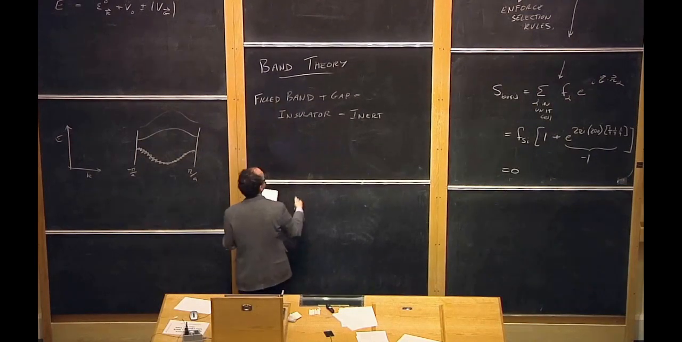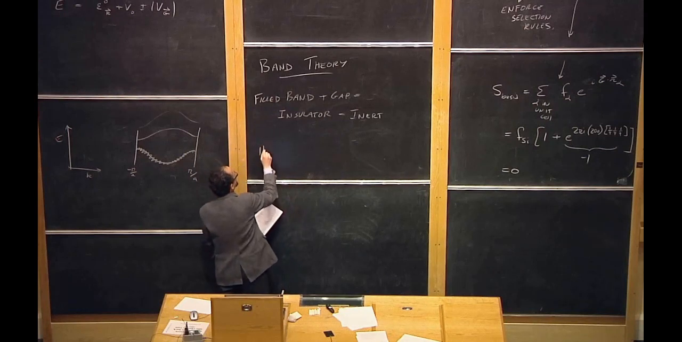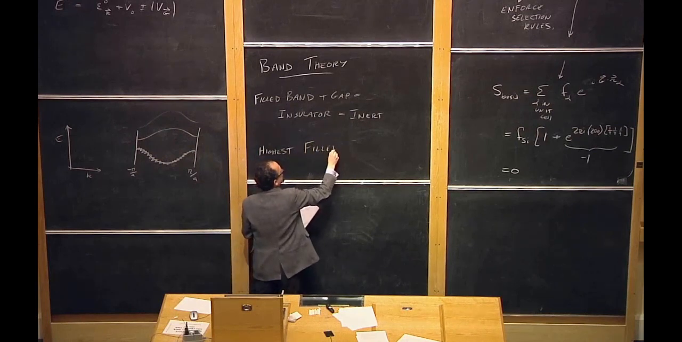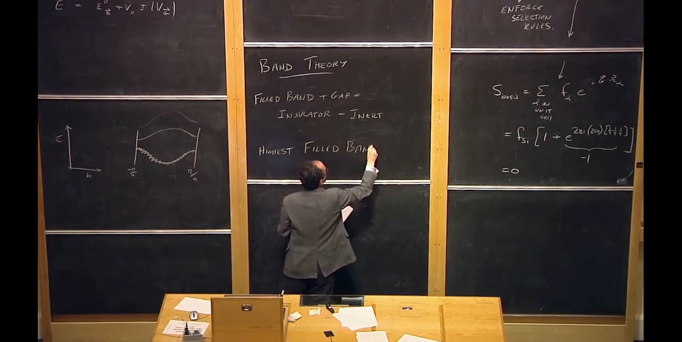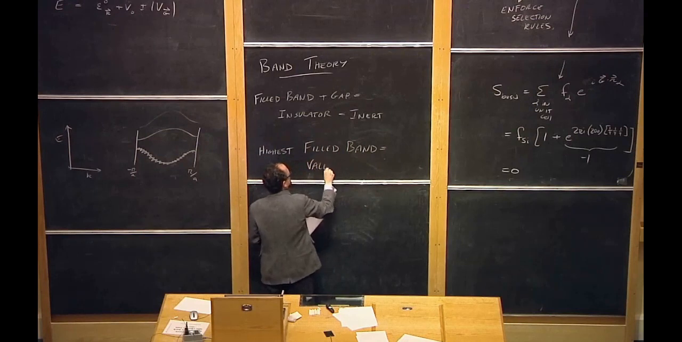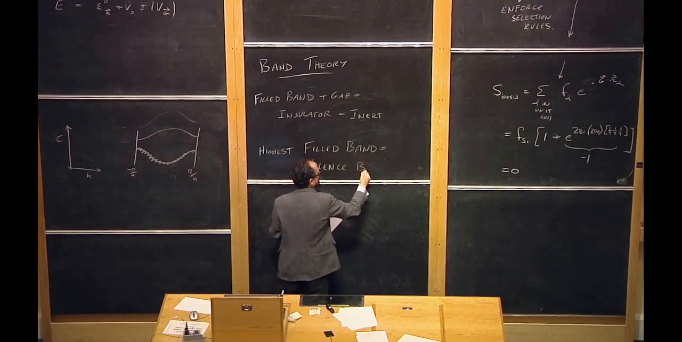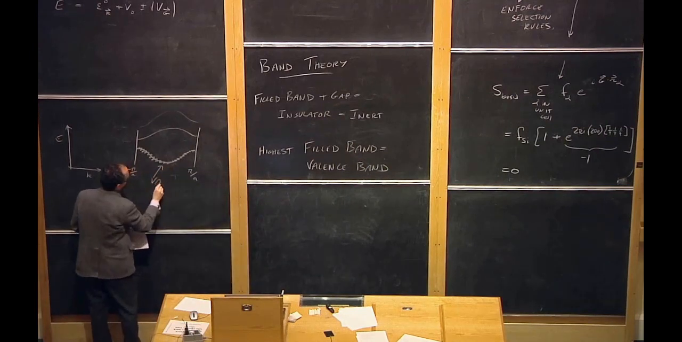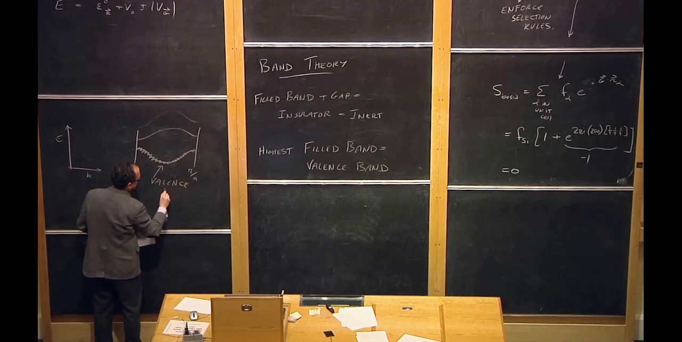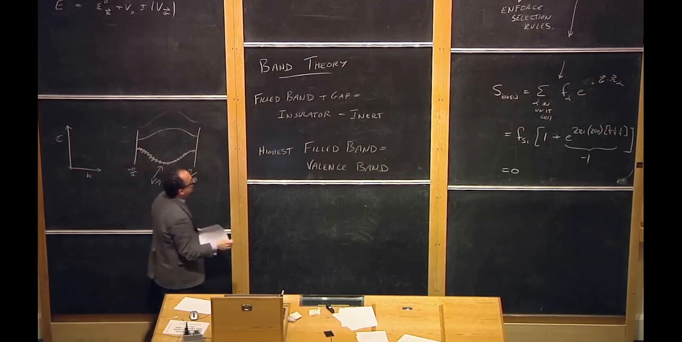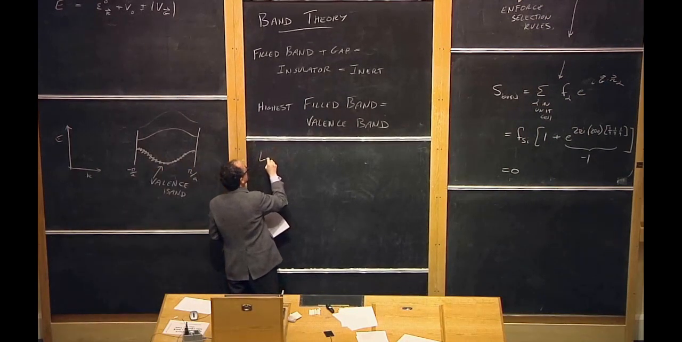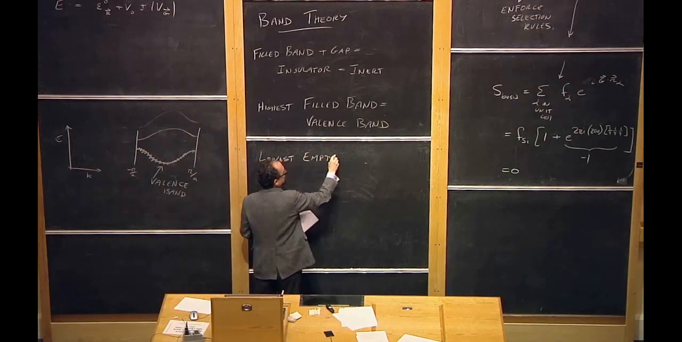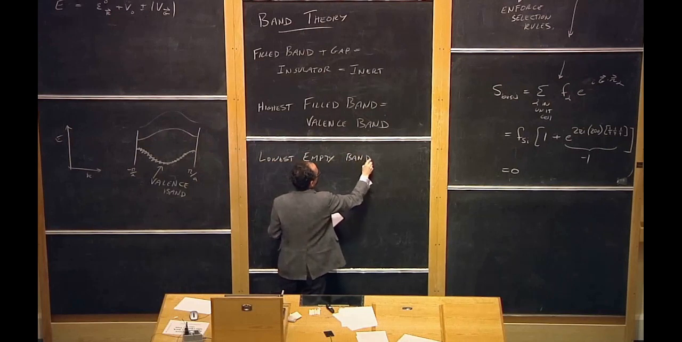A little bit of nomenclature which is useful: the highest filled band is usually called the valence band. So here, this would be the valence band. And the lowest empty band is known as the conduction band.